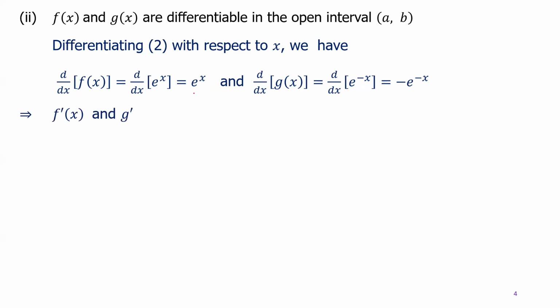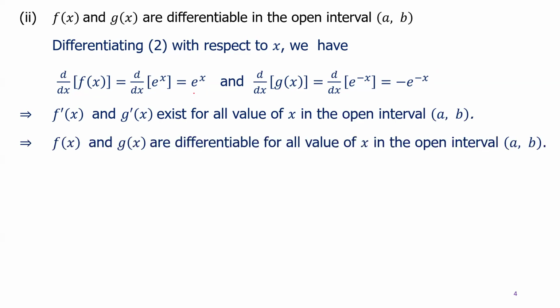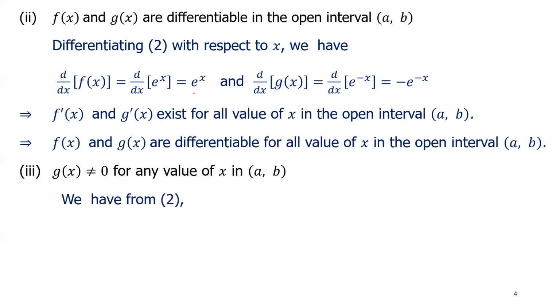f dash of x and g dash of x exist for all values of x in the open interval (a, b), which means that f of x and g of x are differentiable for all values of x in the open interval (a, b). Now, let us prove the third condition. g of x is not equal to 0 for any value of x in the open interval (a, b).